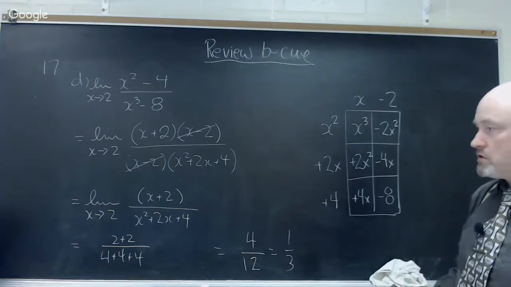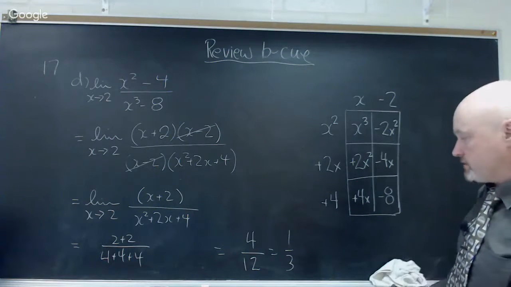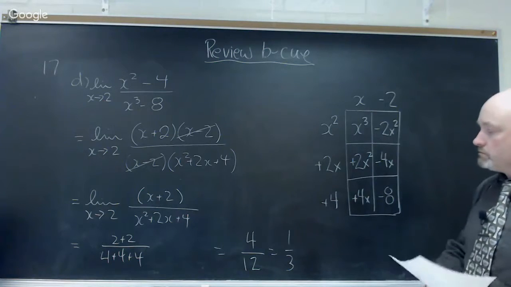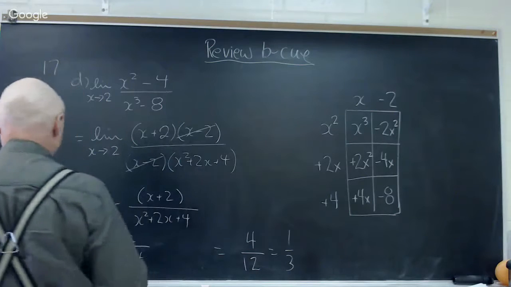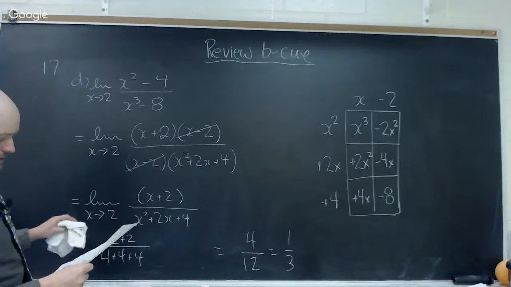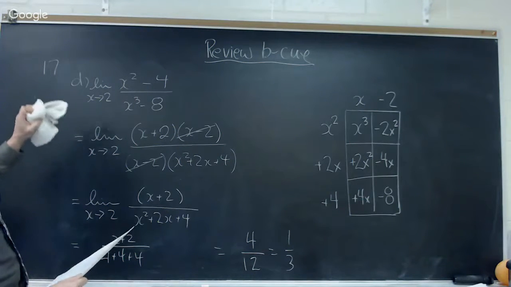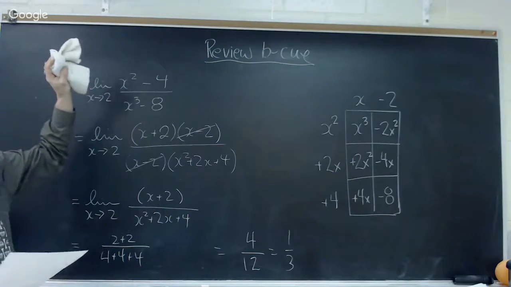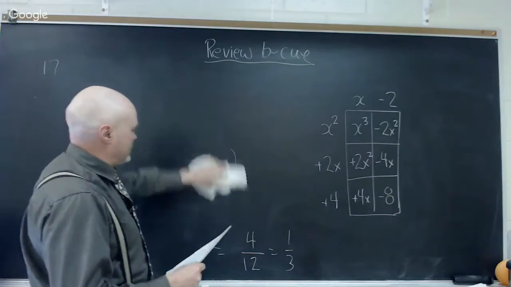Okay, same game. Factor everything, just go crazy. 1/3 is the answer. Okay, once again, point discontinuity. Next one, 17E. Oh, look, it has radicals in it.